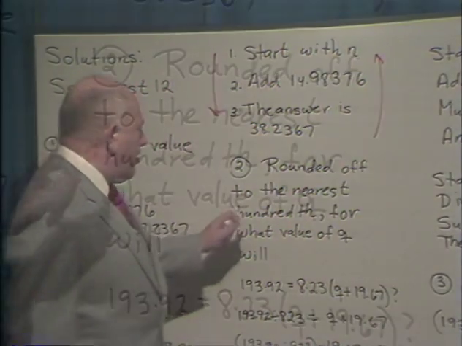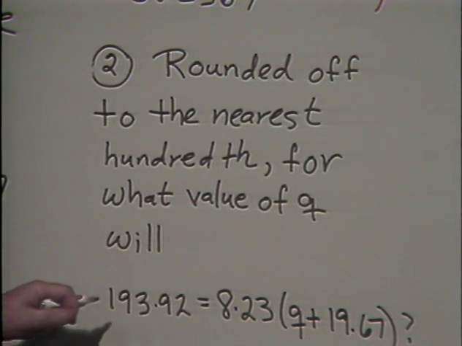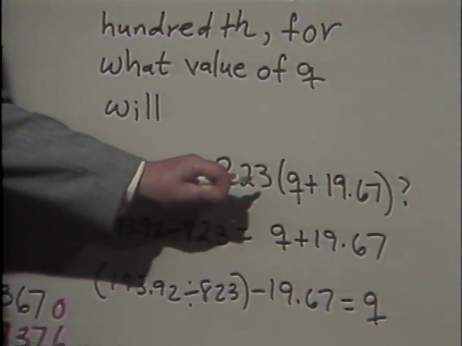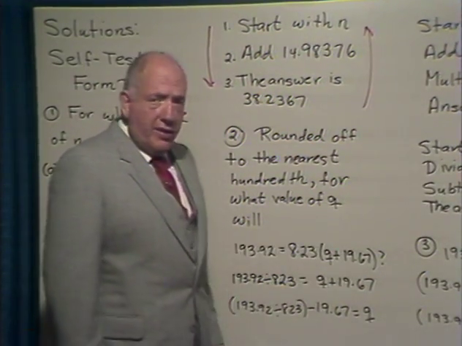Problem number 2 says, round it off to the nearest hundredth. For what value of q will 193.92 equal 8.23 times, inside the parentheses, q plus 19.67?